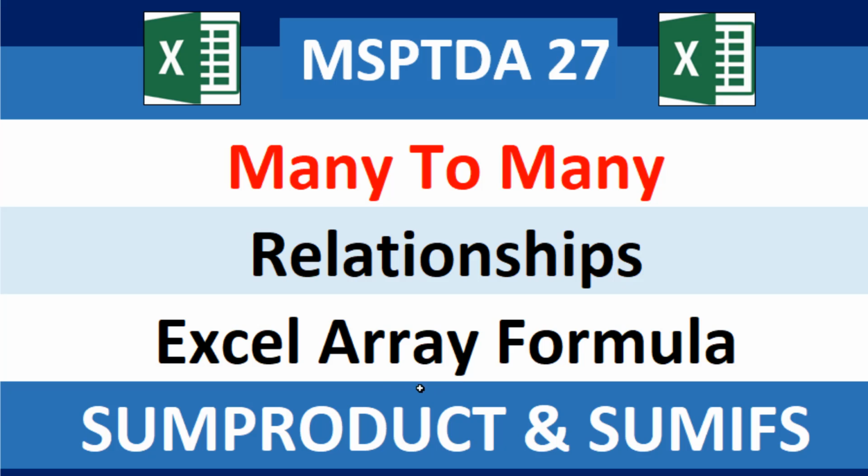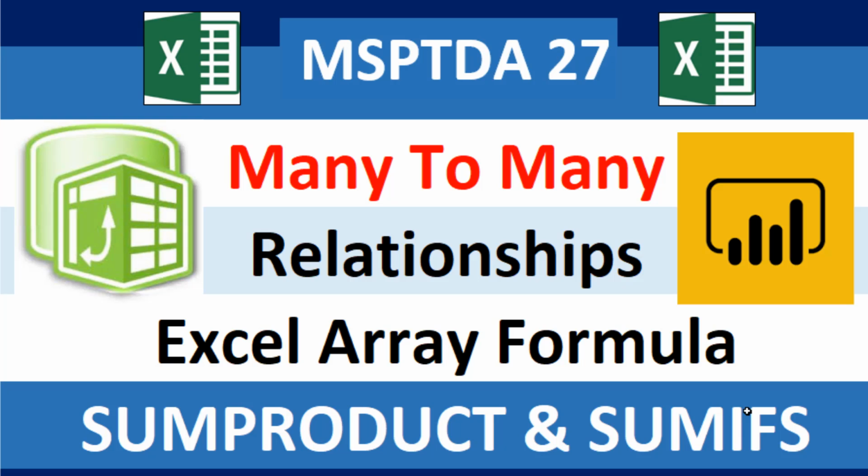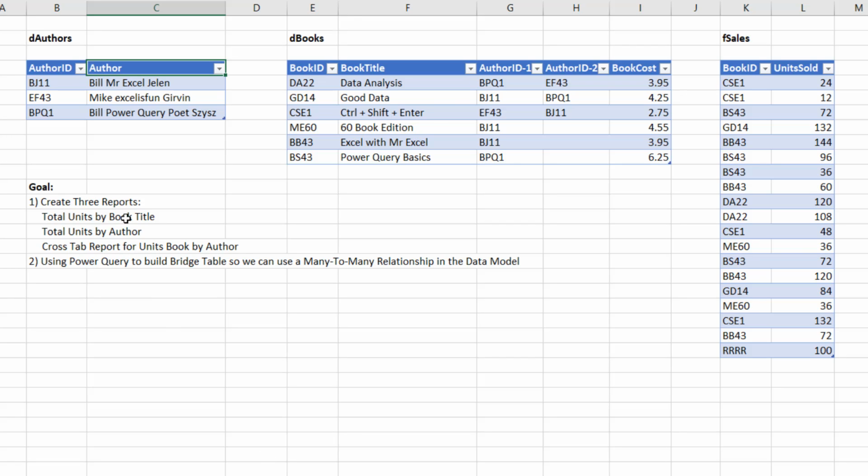Now, last video, we saw a cool array formula to solve this problem. But that's not going to help us if we're in Excel Power Pivot or Power BI Desktop. We have the same fundamental problem. We have two dimension tables. This is a unique list of authors. This is a unique list of books.